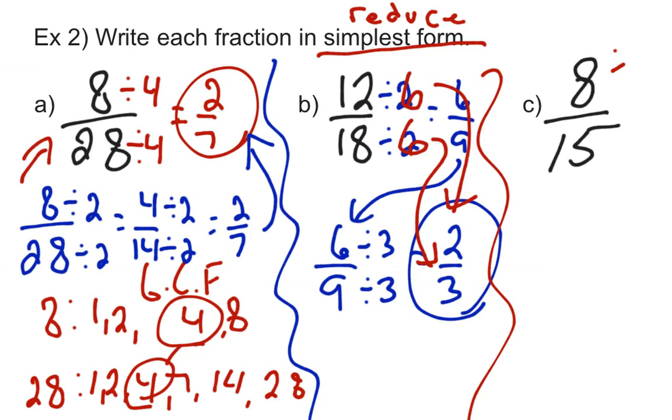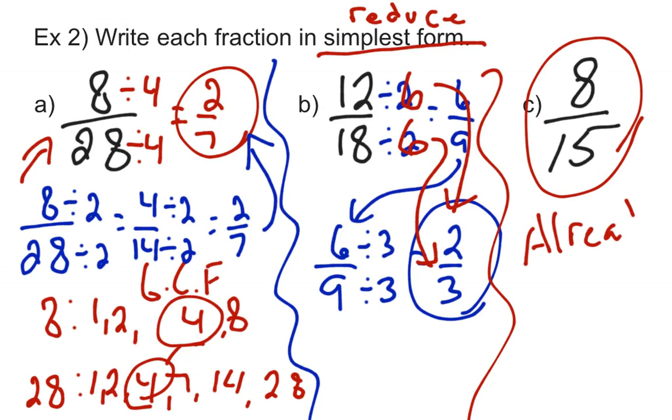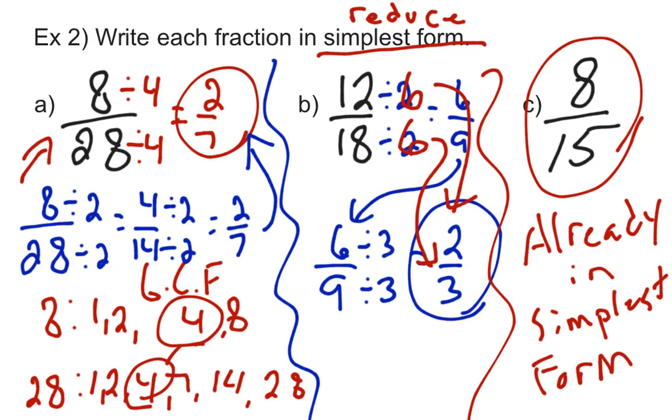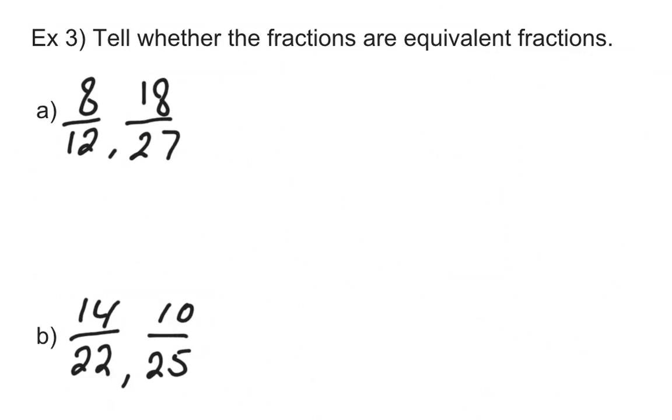So in this case, I've tried all the factors of 8. It doesn't help me to divide by 1 because then I'm just going to get 8/15 again. So I don't want to do that. Basically in this case, since they don't have a factor that can go into both 8 and 15, then we just say that this one already is in simplest form. Okay, so we don't have to do anything, already in simplest form. Okay, and that's all we're doing. Okay, so reducing is dividing it down as far as we possibly can.